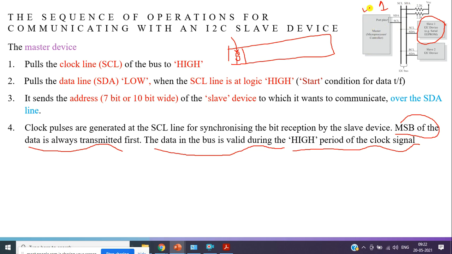Okay. Now what does it do? First, it generates the clock signal. It pulls up SCL to logic high. Simultaneously, it pulls down SDA to logic 0. So now the bus is ready to transfer the data.